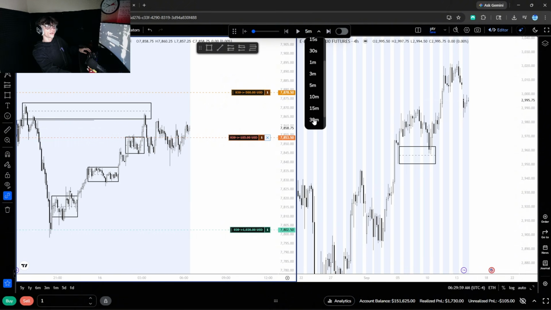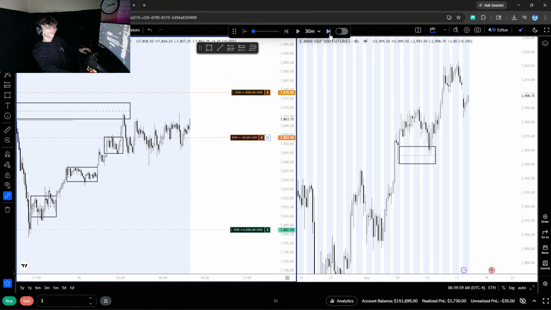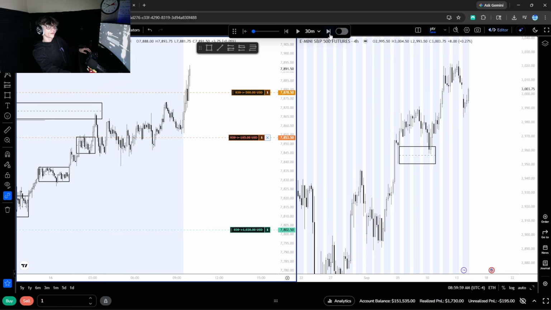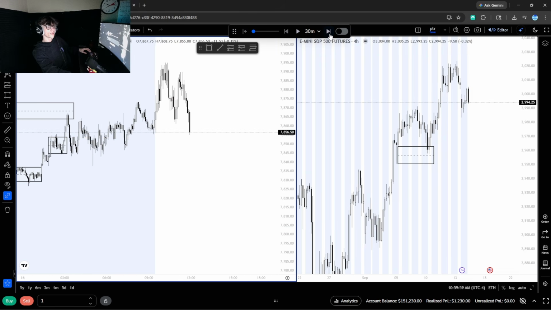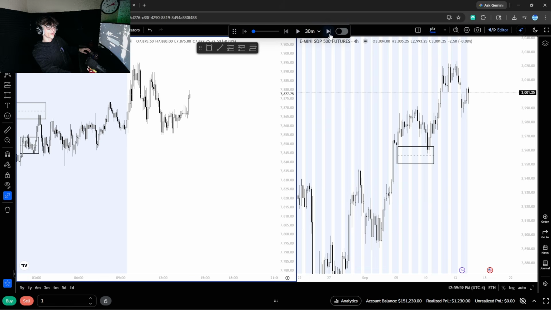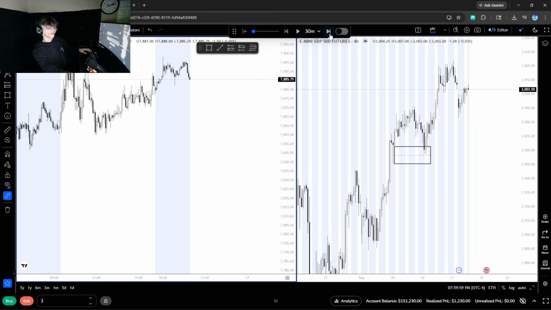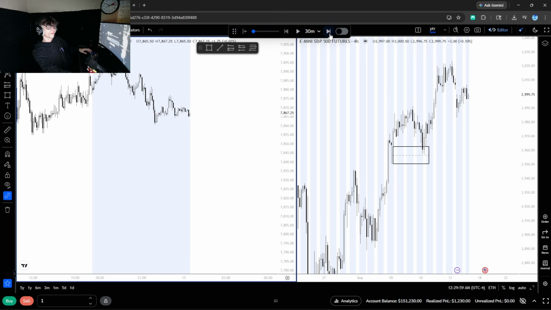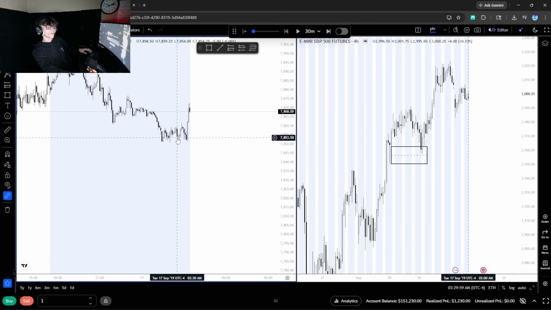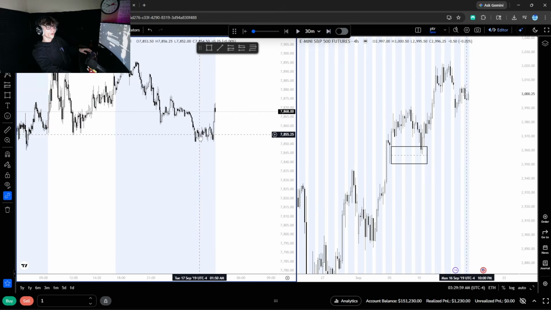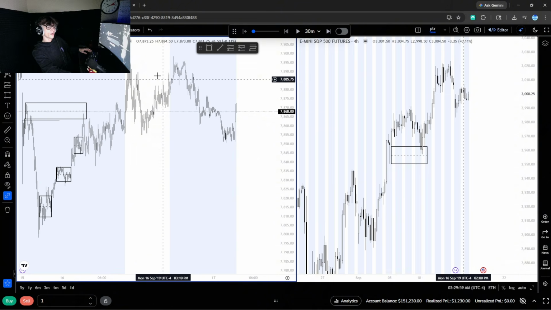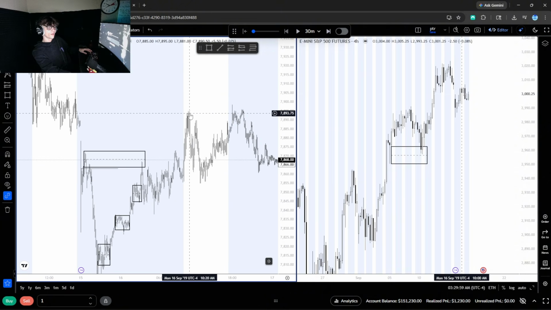Still into 6 a.m. I think it should still be able to play out. Looks like it's not going to. We'll just wait for we get a continuation model, which will probably end up happening here. Tuesday high week.